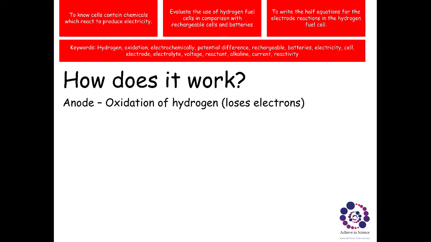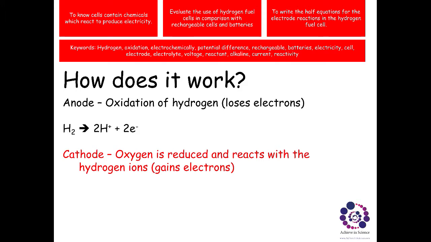How does it work? Well, at the anode, oxidation of hydrogen takes place, which is the loss of electrons. This is summarised as the equation: H2 is converted into the products of two hydrogen ions and two electrons.